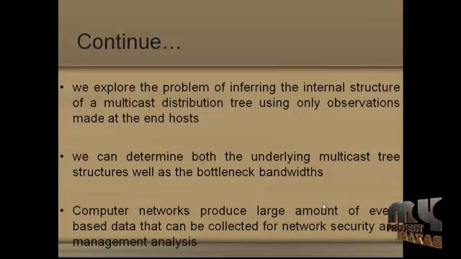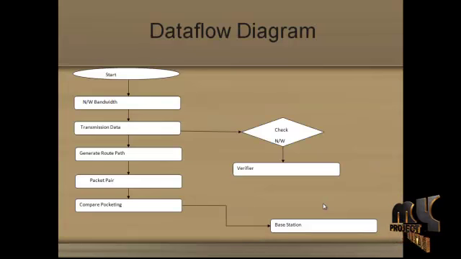Computer networks produce large amounts of event-based data that can be collected for network security and management. We can see our data flow diagram here. We can start the process. We check the user network information, upload speed and download speed, and network bandwidth in the user system. The user selects files to transmit data. They manage dispersion bandwidth.